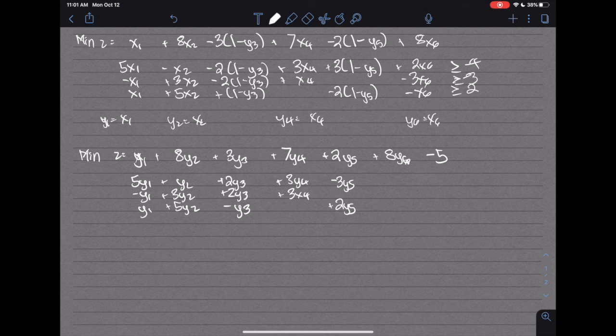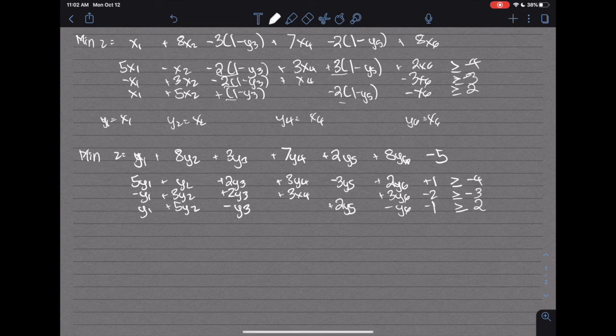This becomes plus 2y6 plus 3y6 minus y6. Then I will add in the constants. So that's minus 2 plus 3. So that's a plus 1. Minus 2 for the second constraint. And a plus 1 minus 2 on the third constraint. So that's a minus 1. It's greater than or equal to negative 4. Greater than or equal to negative 3. Greater than or equal to 2.